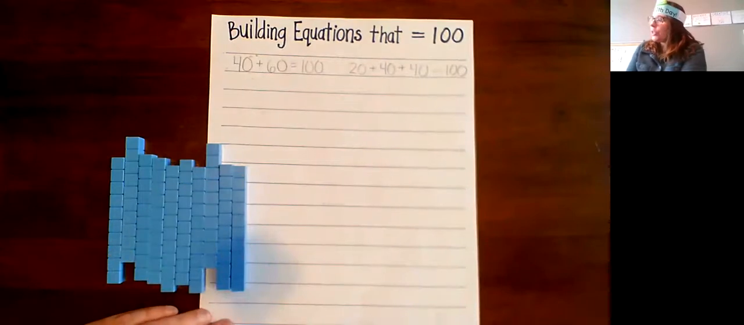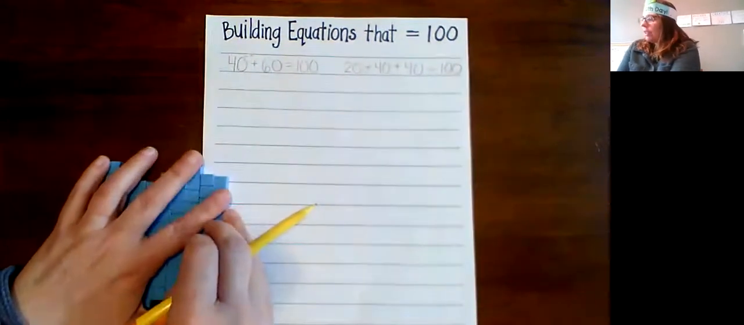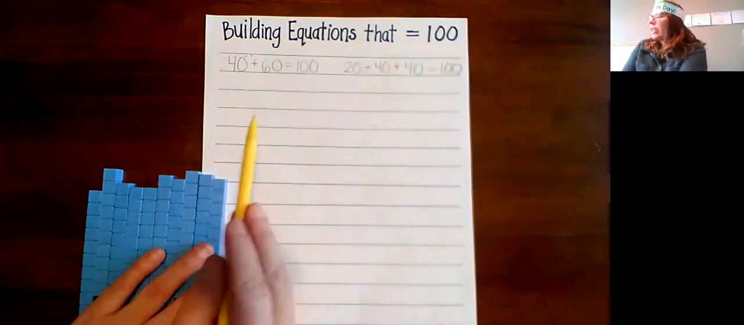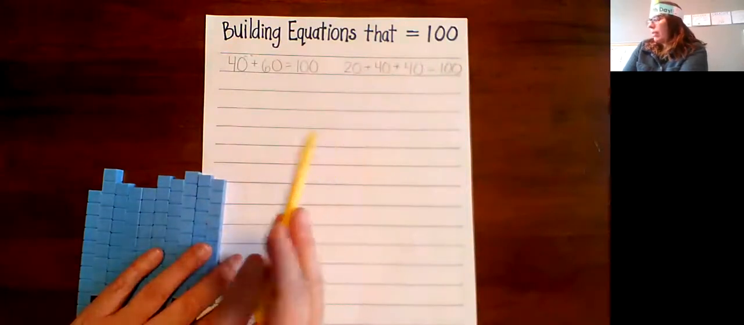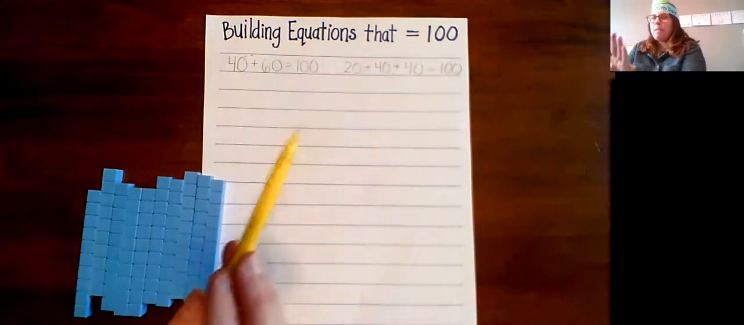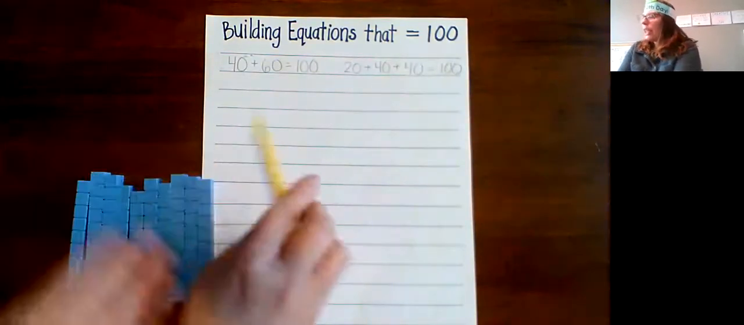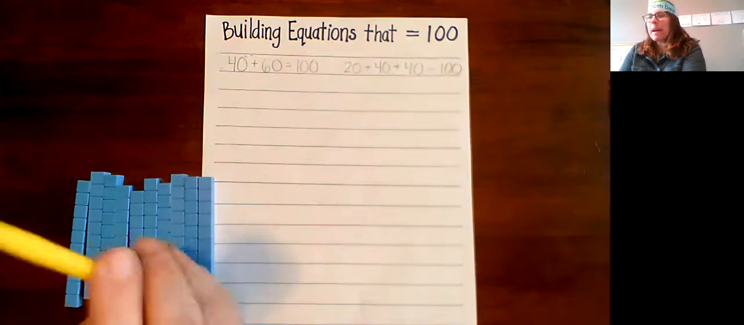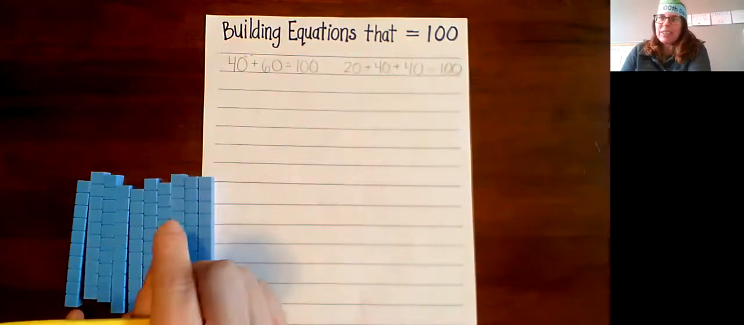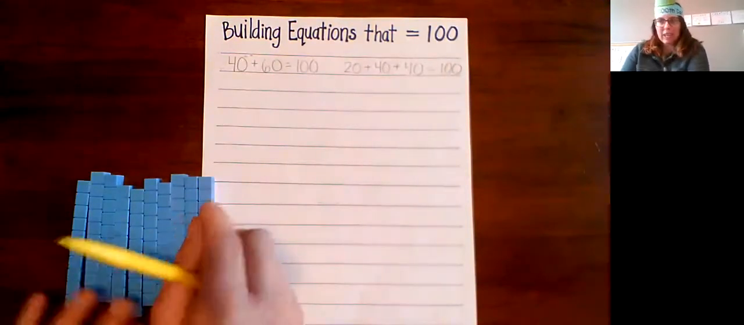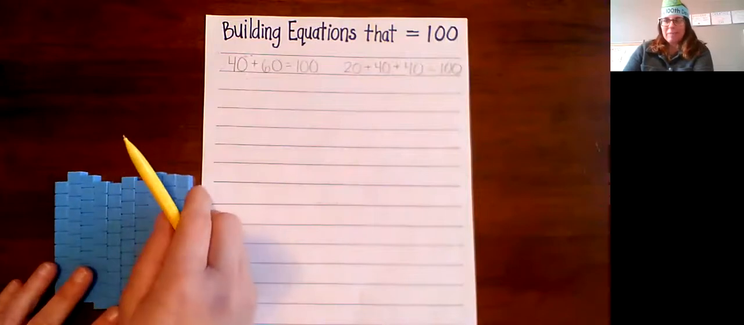So I want you to do some of these, okay? Do at least 5 of them, and then come on back to me. Pause me right now and do at least 5. You can do more if you want to. And then come on back and we're going to add a twist to this so that our equations are even a little trickier.